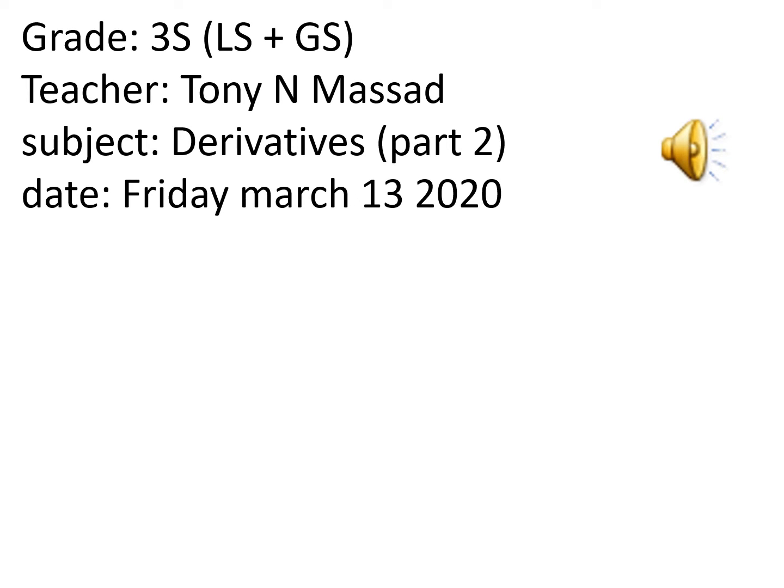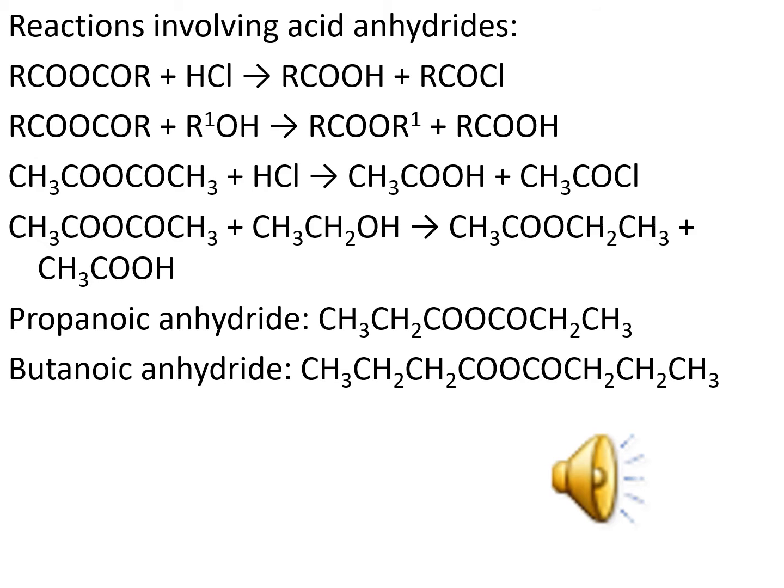We will be discussing the derivatives of the carboxylic acids, part 2. Reactions involving acid anhydrides. The acid anhydrides, when involved in chemical reactions, simply split into two pieces. Let's start with the first reaction between acid anhydride and hydrochloric acid, or HCl. During this reaction, the acid anhydride breaks into two pieces.